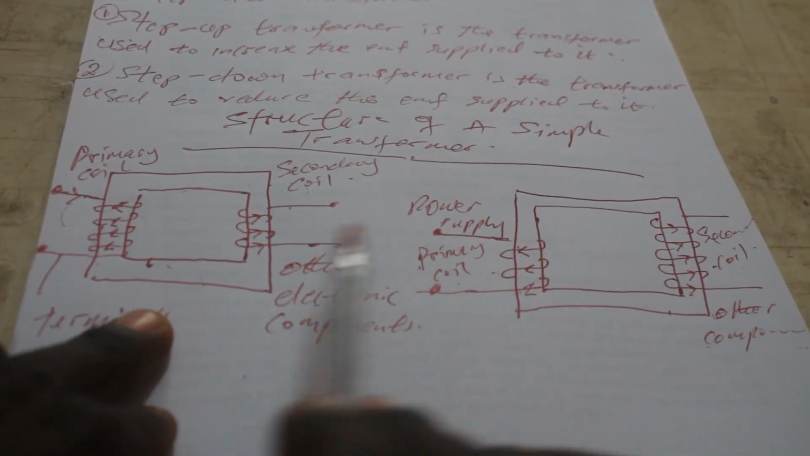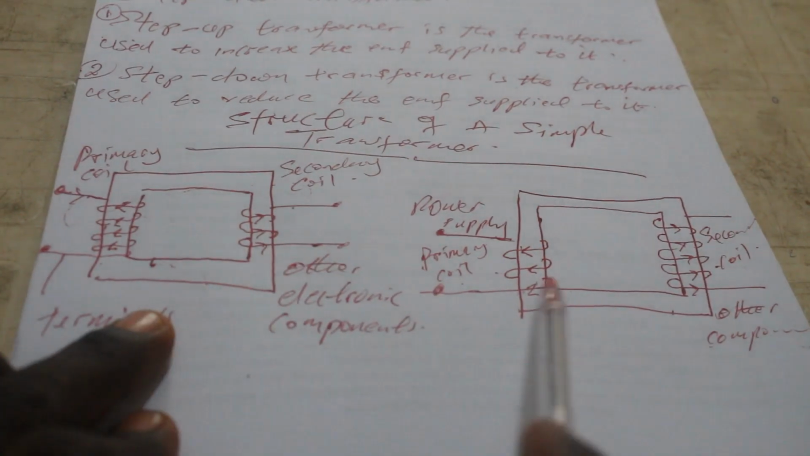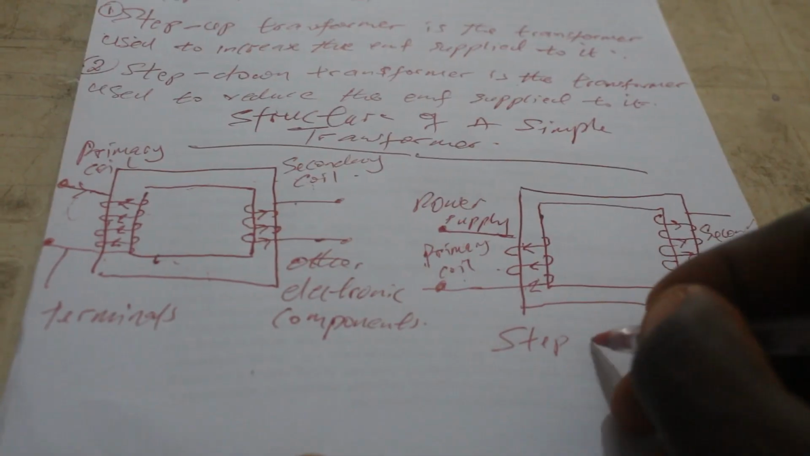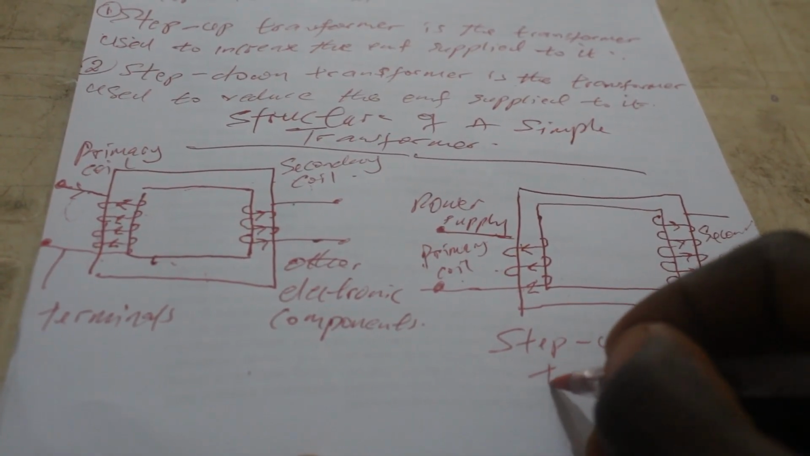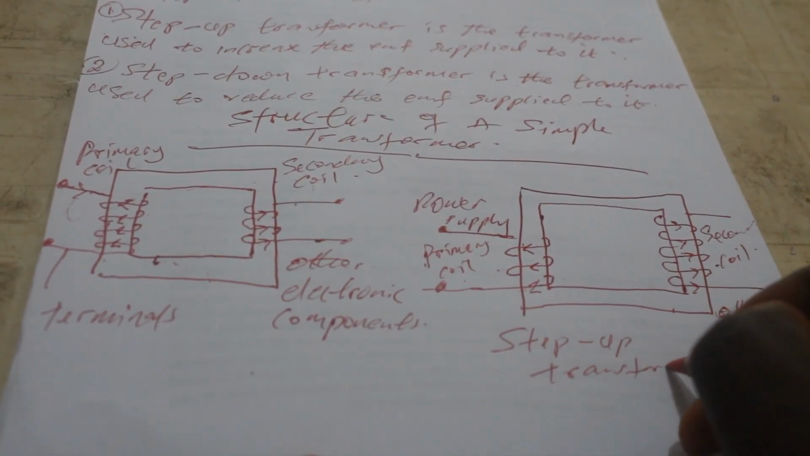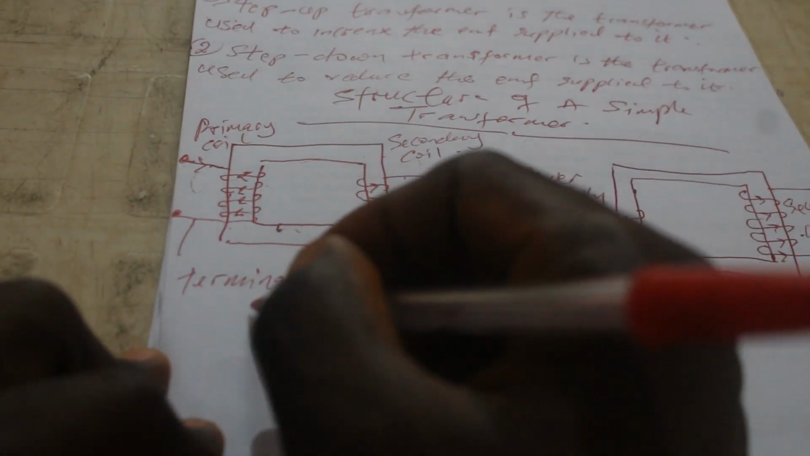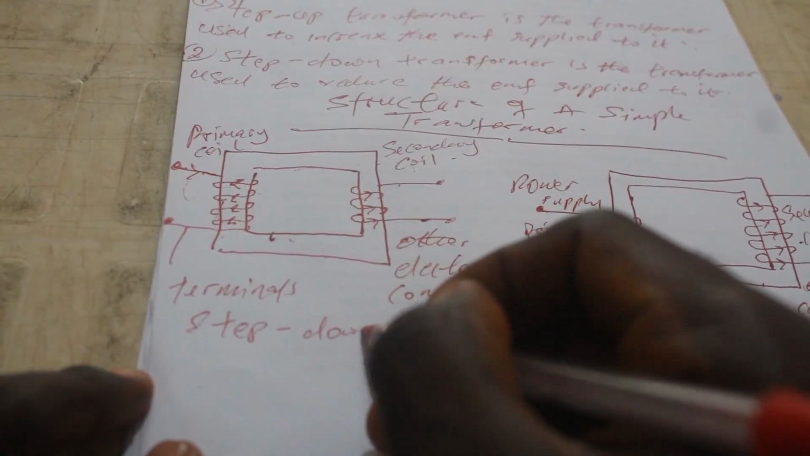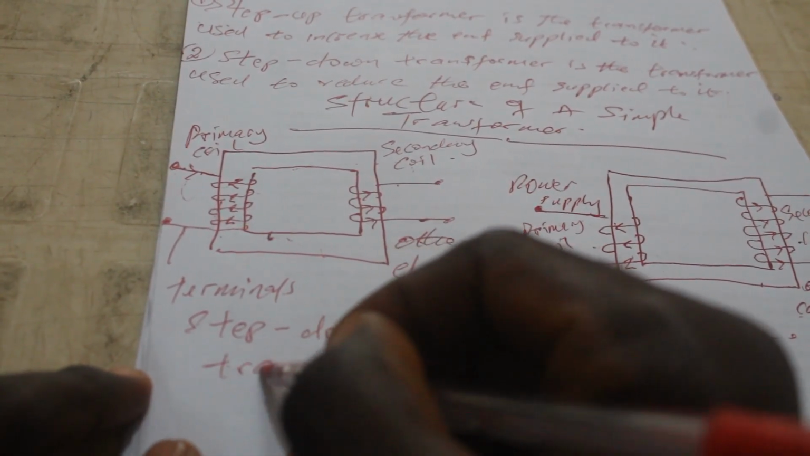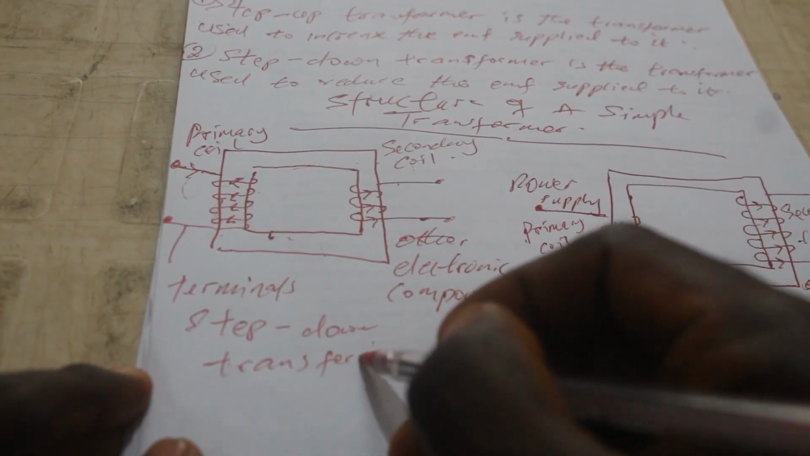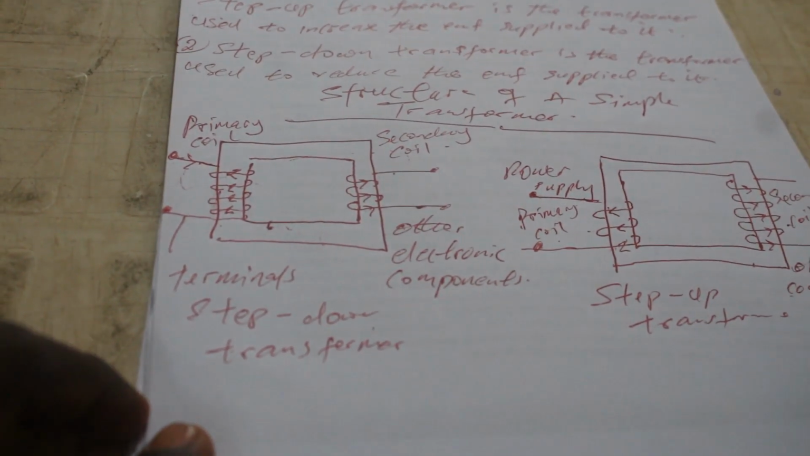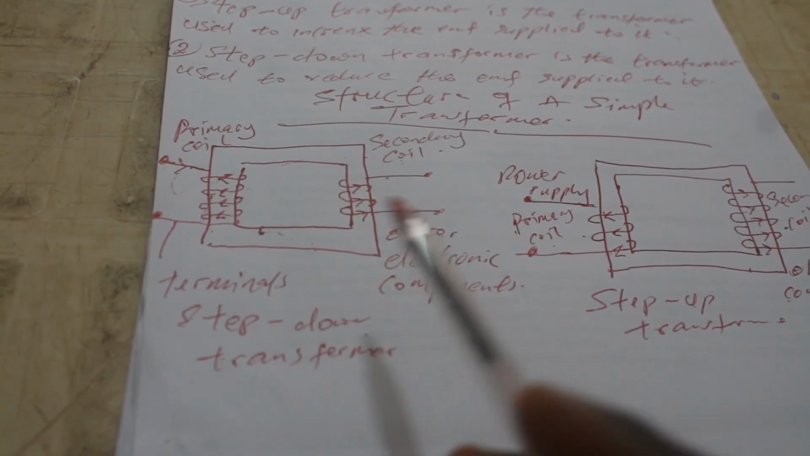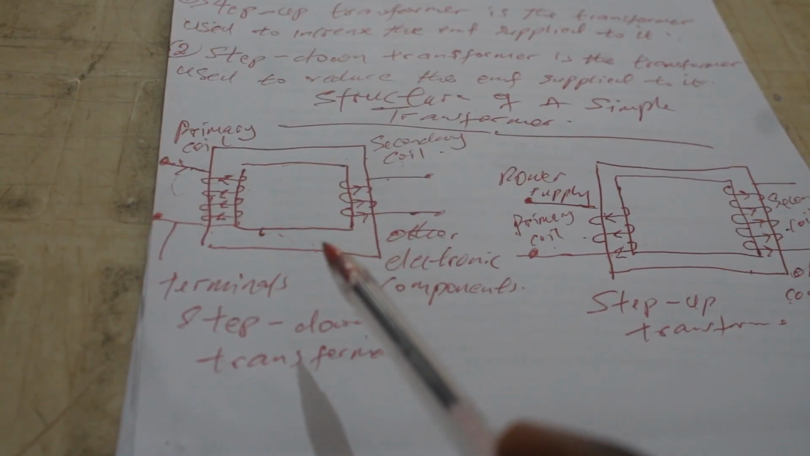So now we have the two types of transformer we mentioned above. Here is called the step-up transformer, while this one here is called the step-down. Now, why is it called a step-down transformer? Like we're going to be seeing in a little while.